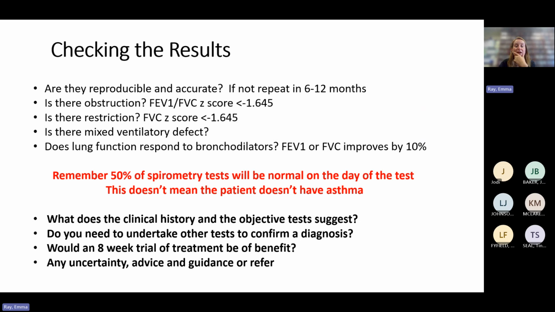And just remembering, spirometry is not a perfect test. So potentially it might not tell you what you want it to tell you, a bit like FeNO. Sometimes that's a bit disappointing, isn't it? And what does that clinical history suggest when we've combined it with the objective tests? What is it telling us? Do we need to think about doing some other tests to confirm a diagnosis or referring? And would an 8-week trial of treatment be of any benefit?